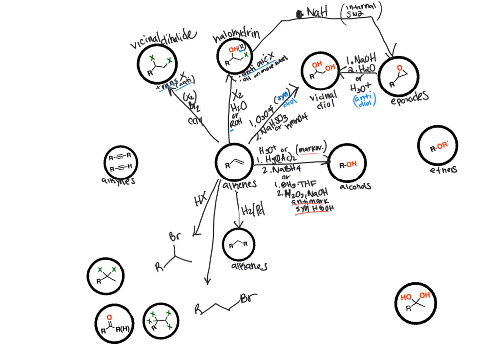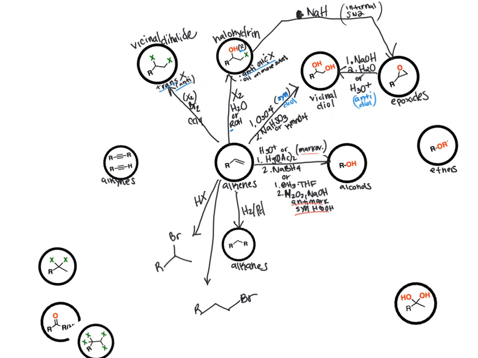So let's give ourselves some space over here. How do we get the anti-Markovnikov? HBr and ROOR. Just that addition of the peroxide changes the regioselectivity. So here's our Markovnikov regioselectivity, and here's our anti-Markovnikov. Notice I didn't make a separate circle for this, but these are alkyl halides, right?